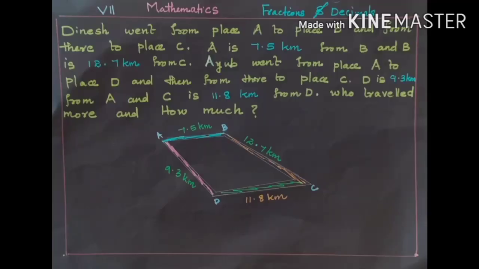Clear all of you? Okay students, next a word problem. Dinesh went from place A to B and from there to place C. A is 7.5 km from B and B is 12.7 km from C. Ayub went from place A to place D and from there to place C. D is 9.3 km from A and C is 11.8 km from D. Who travelled more and how much?